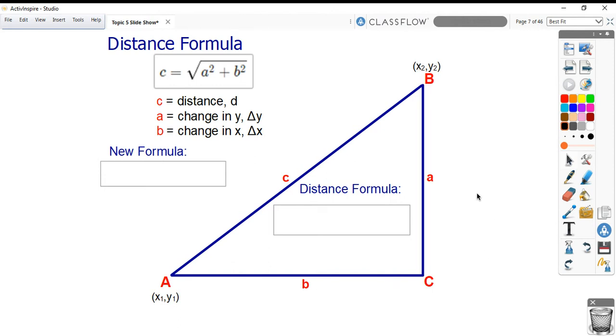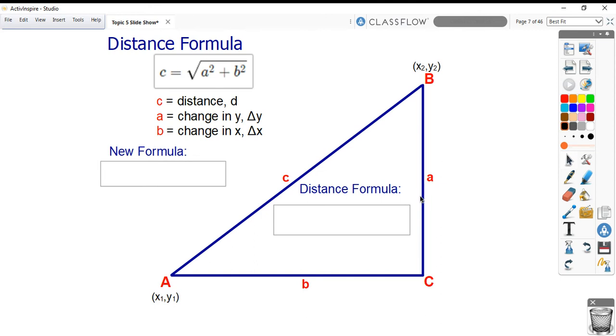Well, imagine for a second that we didn't have these two sides of the triangle. All we had was just this length right here, just this line segment. Our new formula, if we were looking for that, we would still need to know the distance between the y values of those 2 points. We would still need to know the distance between the x values of those 2 points.